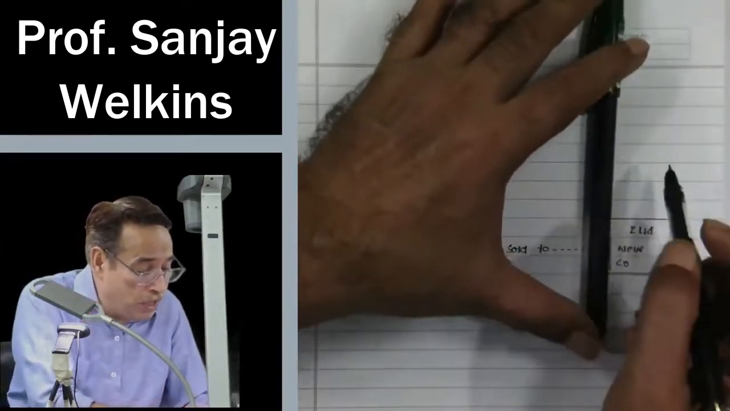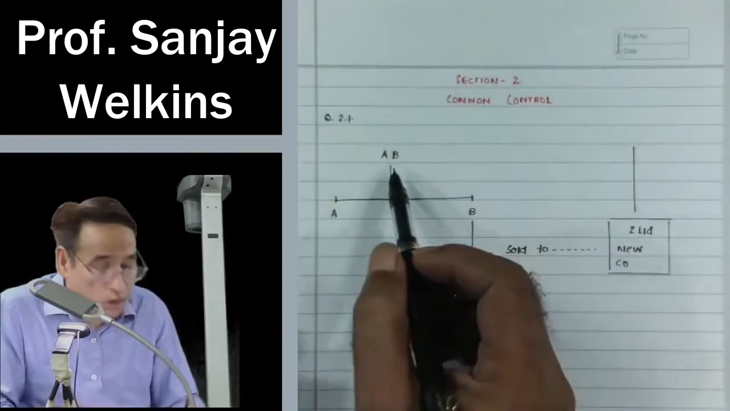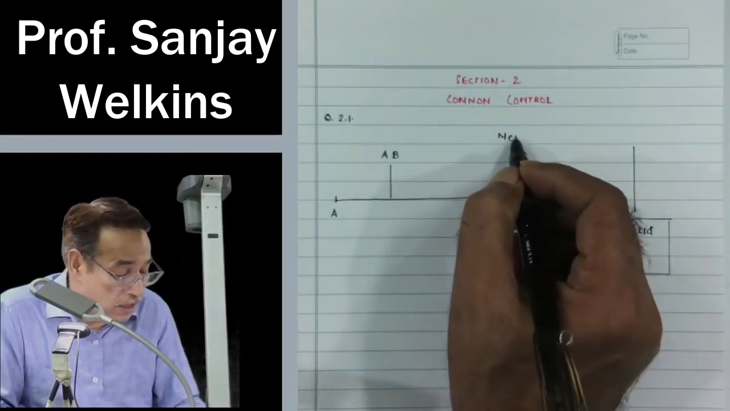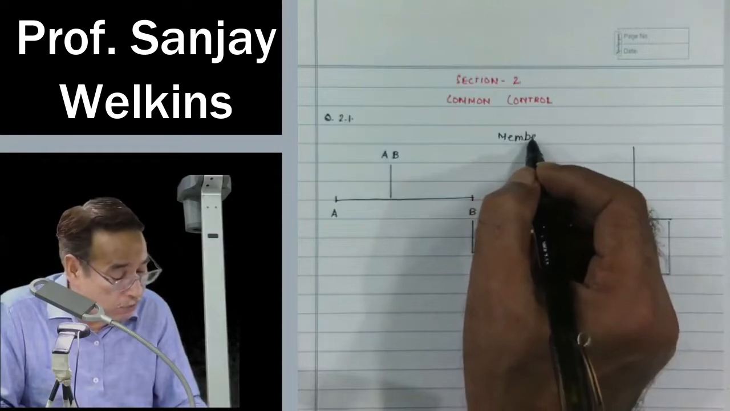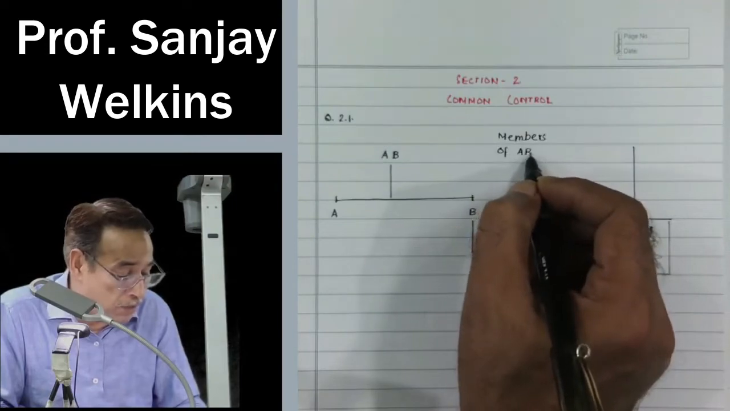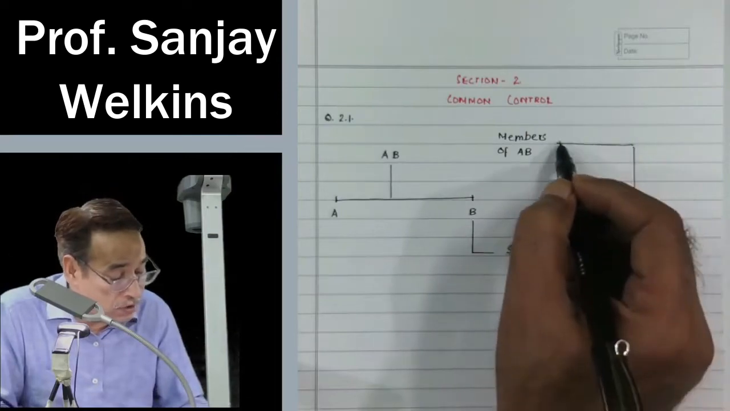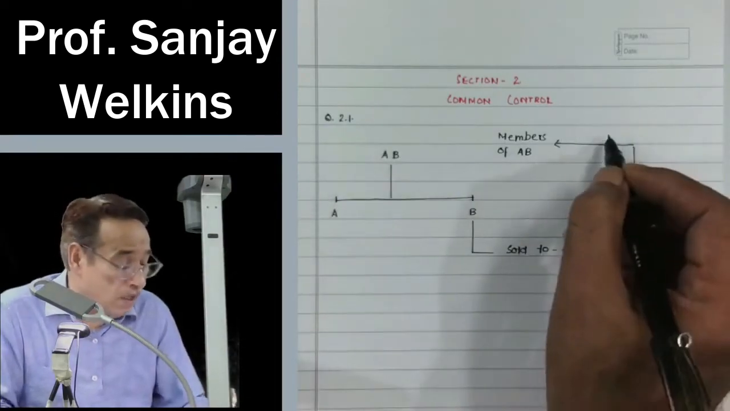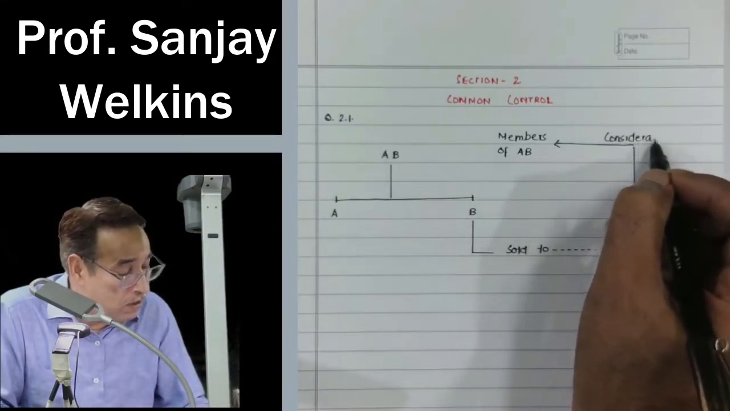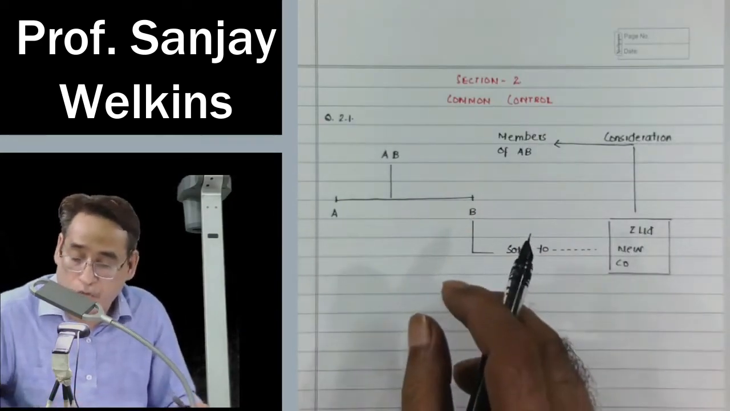Importantly, in this question, we have been given that the new company is offering the purchase consideration not to the demerged entity, rather to the members. This is the area where we need to keep a high amount of attention. Members of AB Limited means members of the demerged entity. So purchase consideration is not received by the demerged entity, rather consideration is received by the members. Consideration has been given to the members of AB Limited.